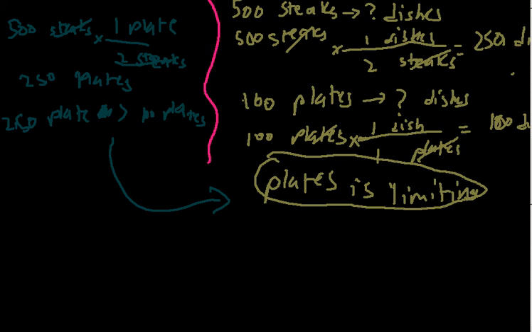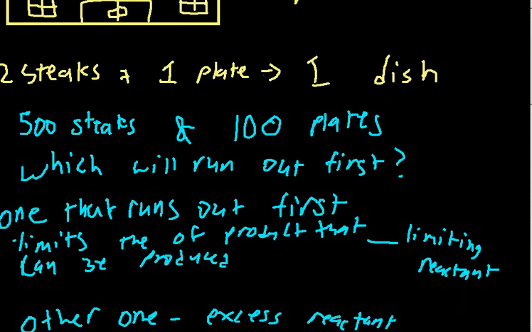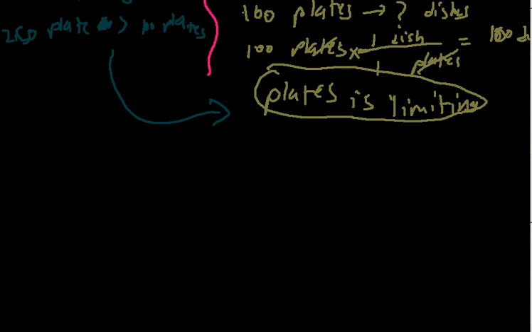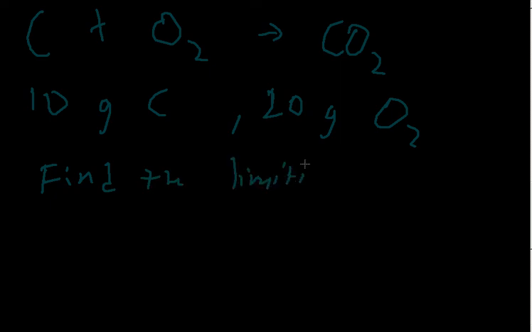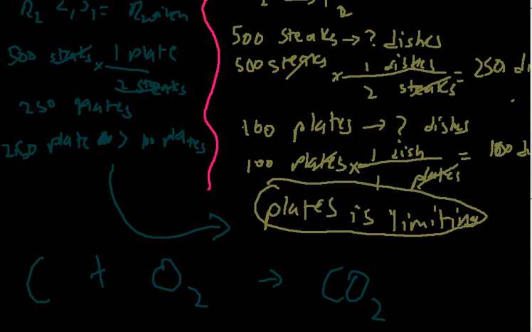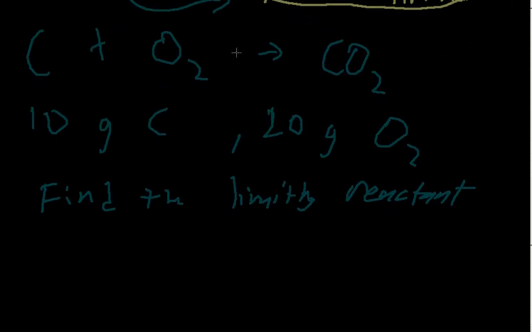When we do this, please watch future videos, because these will include these elements. We use steaks and plates here, but in the future, we might have a reaction such as carbon plus oxygen gives you carbon dioxide. We might be given 10 grams of carbon and 20 grams of oxygen and be told to find the limiting reactant. And we need to use these methods. Remember, you can think of carbon as steaks and oxygen as plates.